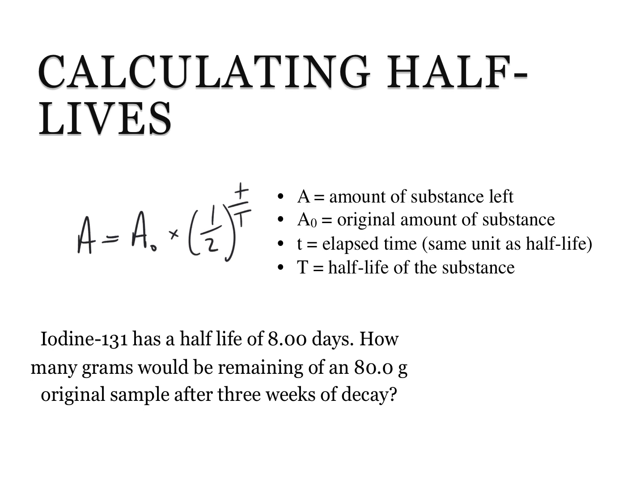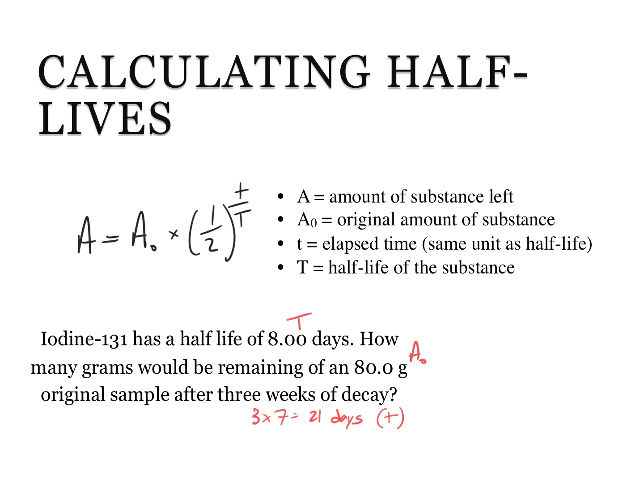We've got an example here. Iodine 131 has a half-life of 8 days. So that's my big T. And how many grams will be remaining of an 80-gram original sample after 3 weeks? Now, weeks are not in days. We need to convert weeks to days. So 3 weeks is 21 days.